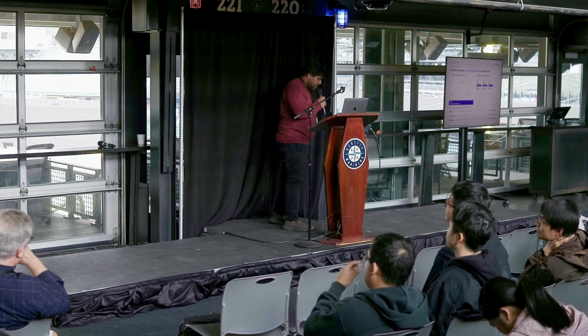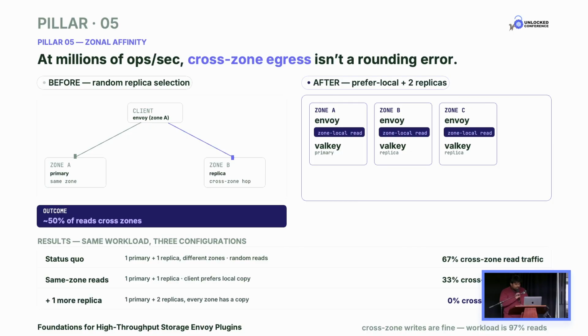Zonal affinity is the other feature which we developed. It's pretty simple: when a read comes, we prefer the replica that is in the local zone, because cross-zone cost in AWS or GCP is pretty costly, especially at the scale we operate. So we had to have this feature enabled to save this cost.